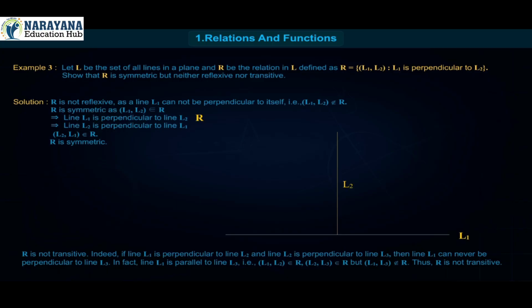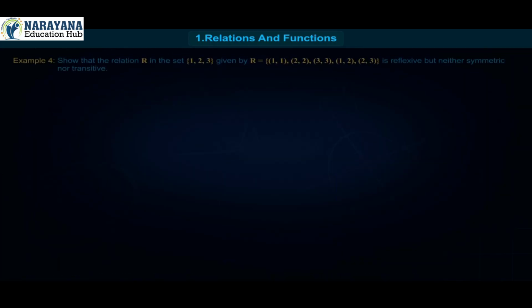Therefore, R is not transitive. Indeed, if line L1 is perpendicular to line L2 and line L2 is perpendicular to line L3, then line L1 can never be perpendicular to line L3. In fact, line L1 is parallel to line L3. That is, the ordered pair (L1, L2) belongs to R. The ordered pair (L2, L3) belongs to R. But the ordered pair (L1, L3) does not belong to R. Thus, R is not transitive.